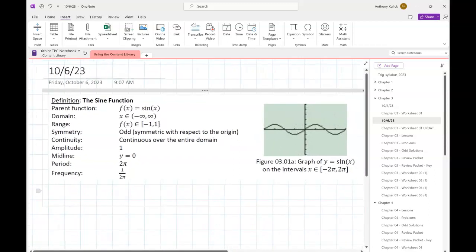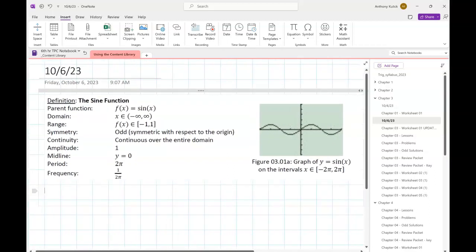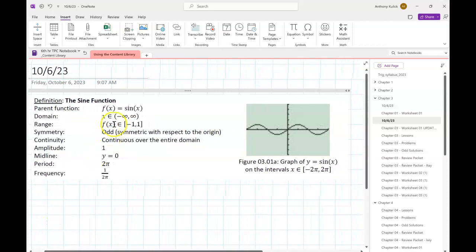So the sine function, the simplest version of it, its parent function version, is just f of x equals sine x. Its domain is all real numbers. Remember, that's what we did in last chapter, right?